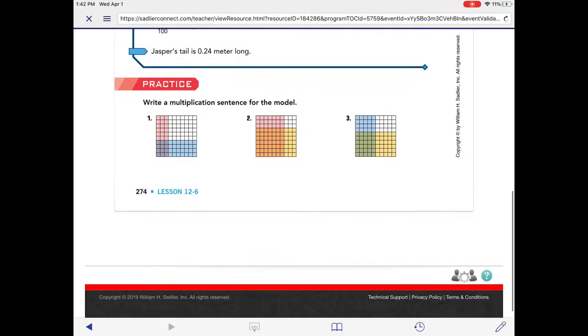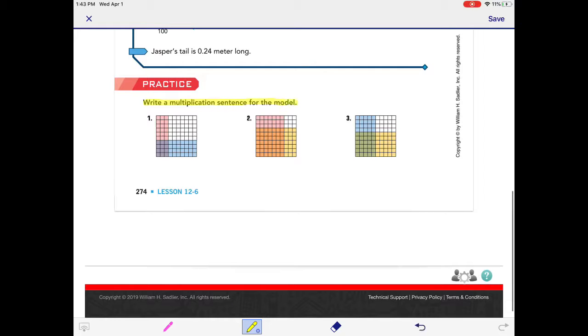All right, I'm going to move this up. Okay, here we go. Our practice says write a multiplication sentence for the model. Okay, so they gave you the model already. They showed it to you, and they're saying you write the multiplication sentence. Well, how are we going to do that? We are going to look at the factor that is represented horizontally and the factor that is represented vertically.